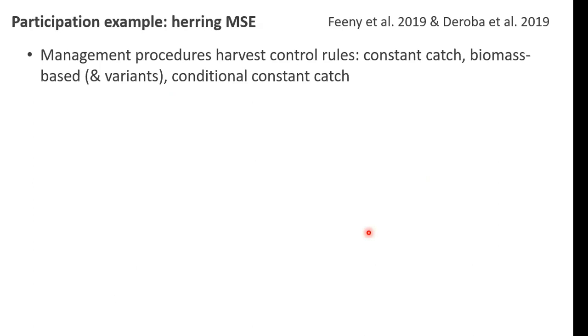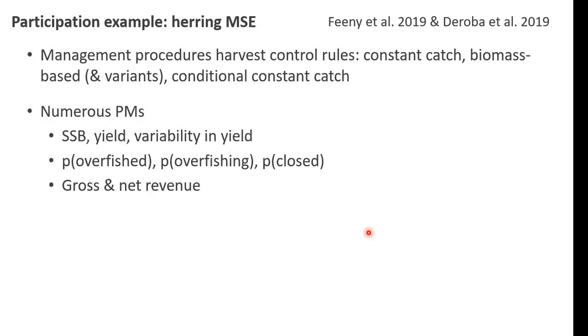And they were interested especially in testing management procedures that were different varieties of harvest control rules. So they had control rules that were constant catch, biomass-based rules, and some variants, and also a conditional constant catch model. So they were really interested in how to form the advice.